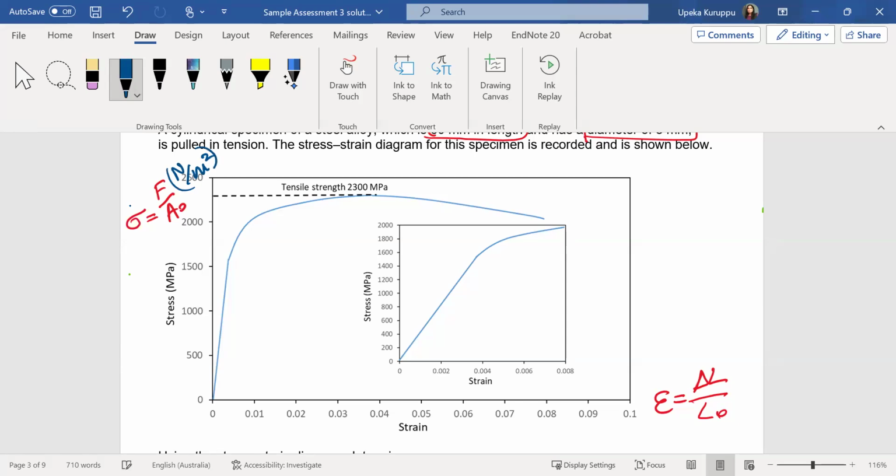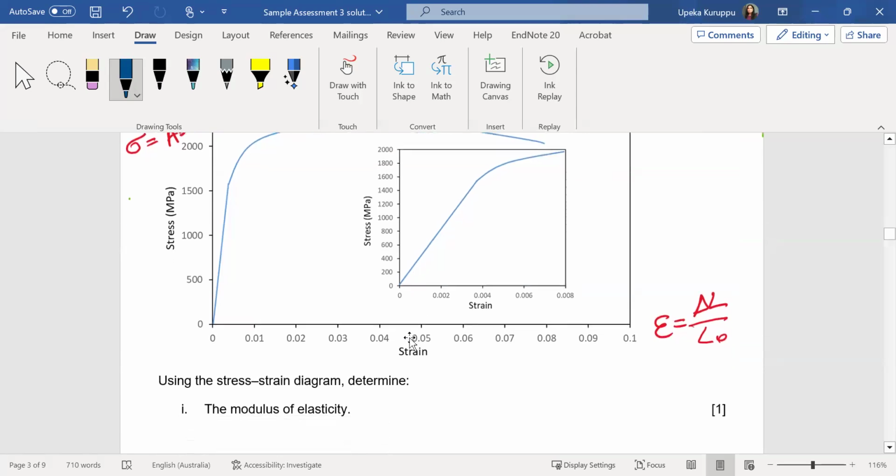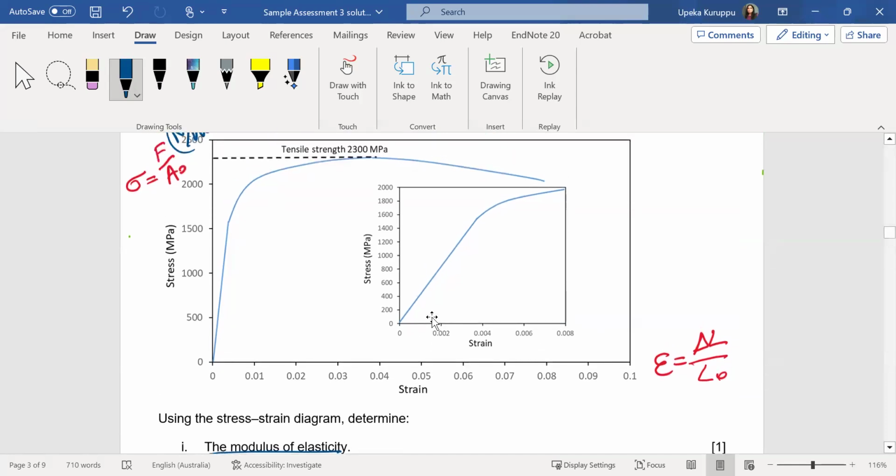Okay, so now what they are asking you to do. They are first asking you to find the modulus of elasticity. So what do we mean by the modulus of elasticity? Stress over strain, that's right, up to where? Stress over strain is not a constant throughout the curve. It is a constant up to where? Up to the proportional limit here, isn't it? So you take the rise over the run.